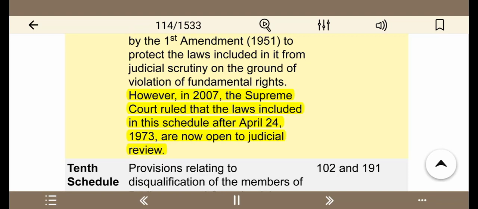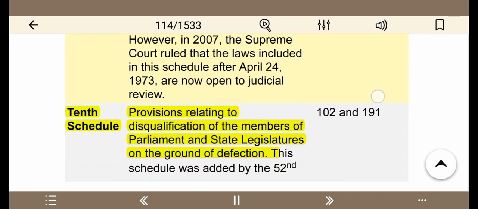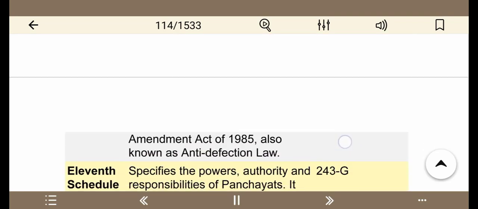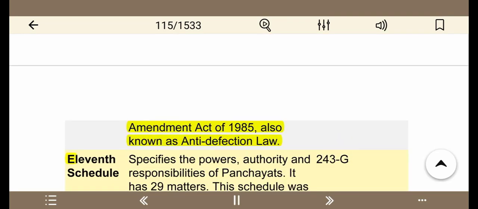However, in 2007, the Supreme Court ruled that the laws included in this schedule after April 24, 1973, are now open to judicial review. 31B. 10th Schedule: Provisions relating to disqualification of the members of Parliament and state legislatures on the ground of defection. This schedule was added by the 52nd Amendment Act of 1985, also known as Anti-Defection Law.